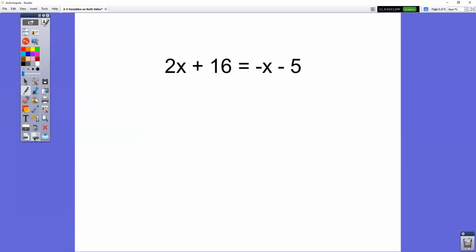Remember that anytime that you have a letter all by itself, there's really a 1 there. So that negative x is really a negative 1x.